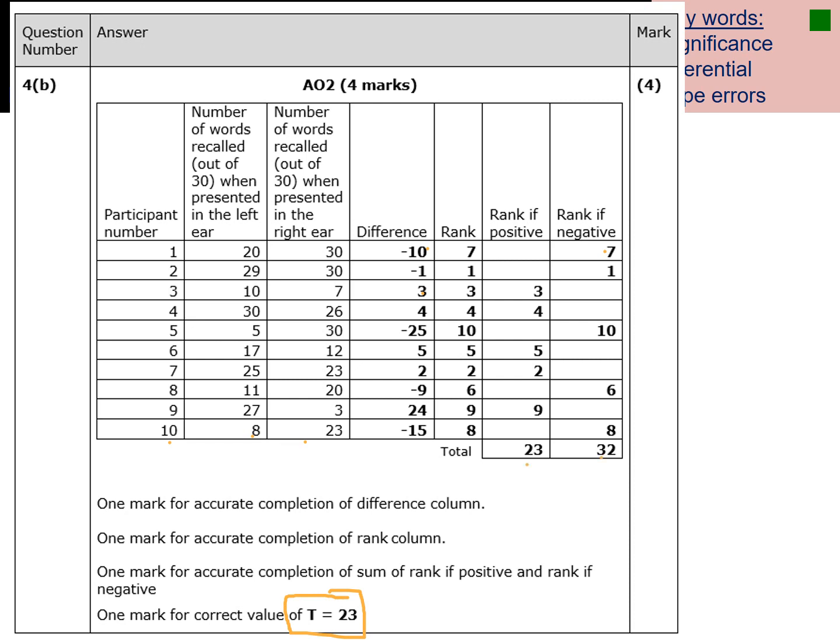Remember that t is the smallest value. And if you want to have a quick look at this as a mark scheme, please feel free to pause the video and have a look. Each point here is where the marks came from. Okay, it's 4 marks. Each one of these, 1, 2, 3, 4, is your 4 marks and how they were allocated.